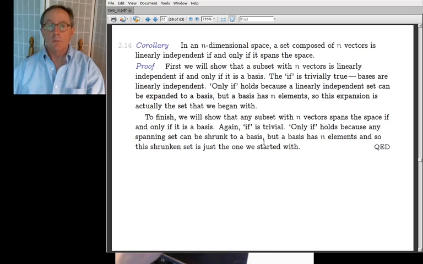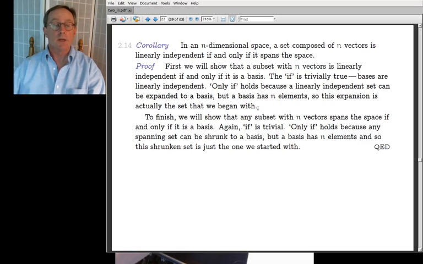Okay, and the proof is, so first we'll show that a subset with n vectors is linearly independent if and only if it's a basis. The if part is trivial. The only if holds because a linearly independent set can be expanded to a basis, but a basis has n elements, so there isn't any expansion at all. So it must be that it was a basis to begin with. And then to finish, we'll show that a subset with n vectors spans the space if and only if it's a basis. Again, the if part is nothing, that a basis has to span. The only if part is because any spanning set can be shrunk to a basis, but a basis has n elements. And so if the set you started with had n elements, that must be the set you're looking for.